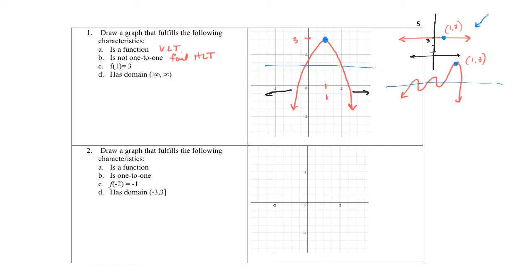Now for number 2, we're supposed to draw a graph that fulfills the following characteristics. It is a function, which of course means it's going to pass the vertical line test. It is one-to-one this time, so it has to pass the horizontal line test. f(-2) is going to equal -1, and it has a domain of (-3, 3]. Now remember, parentheses means -3 is not included, and then the bracket means +3 is included. So pause here and see what you can do with this.